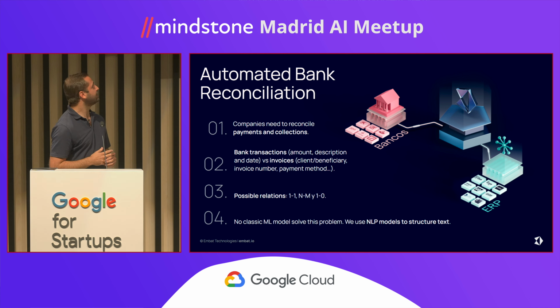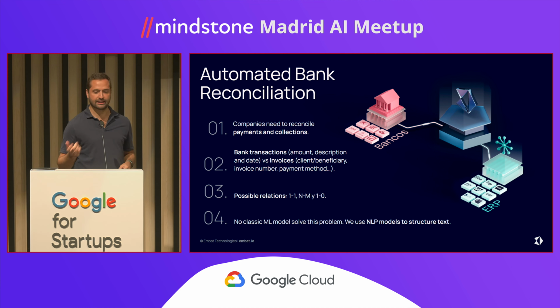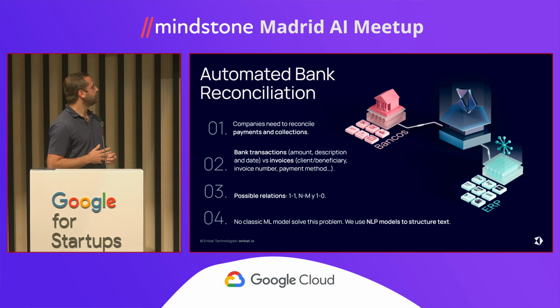But for these kind of difficult relations, it's where we use the Gen AI. And let's see how we do this. As I mentioned, the information coming from the bank is super poor. So in order to facilitate this matching, we need to enrich it or structure the data, right? Remember, we just have the amount, the date, and the description.